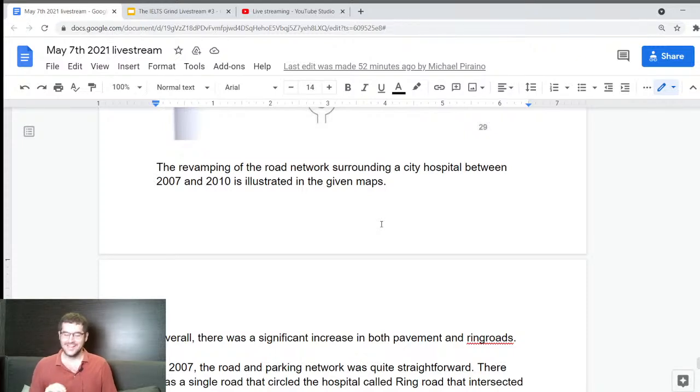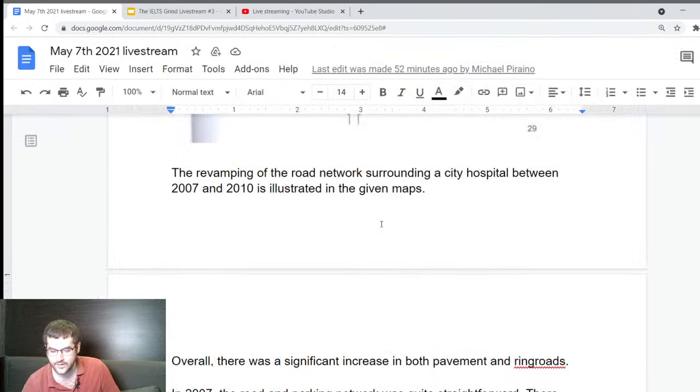The revamping of the road network surrounding a city hospital between 2007 and 2010 is illustrated in the given maps. This is a high-level vocabulary and grammatically structured intro. You don't need to make it as complicated as mine. If you steal anything, make sure you say is illustrated in the given maps. If you do that, it's going to really help you out with your grammar score. So intro, check. Next.